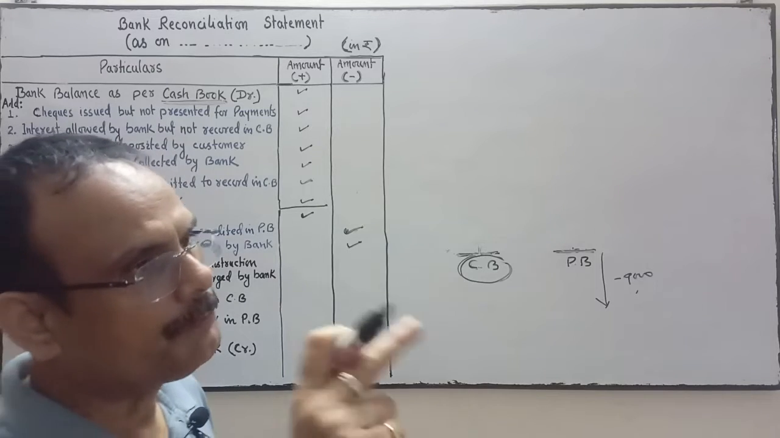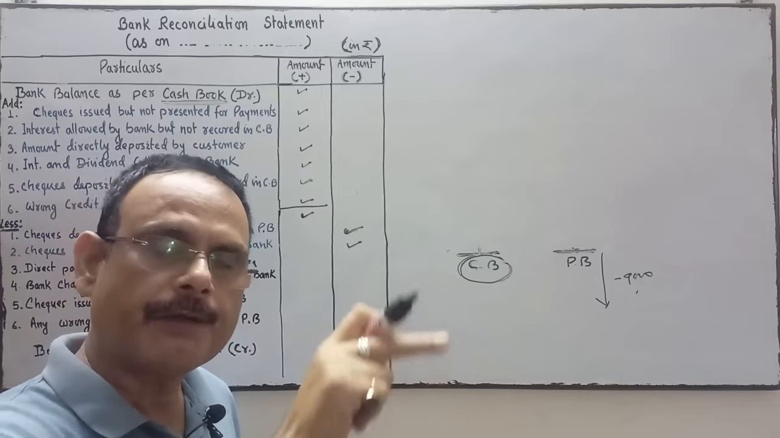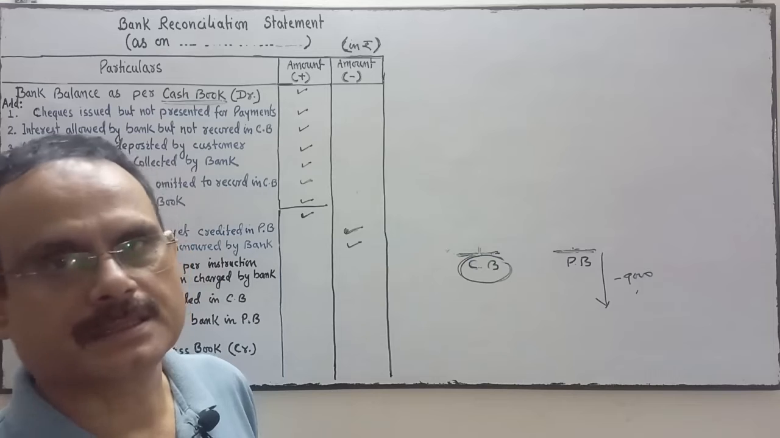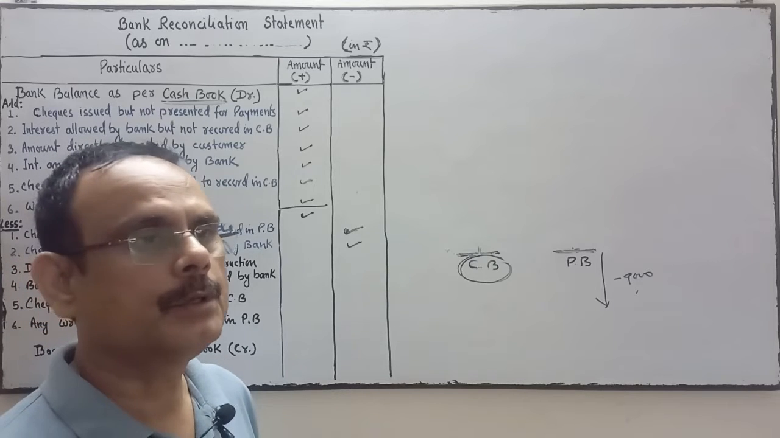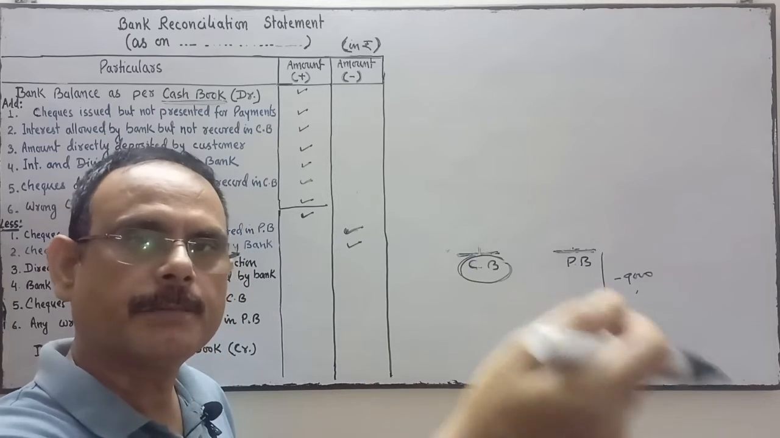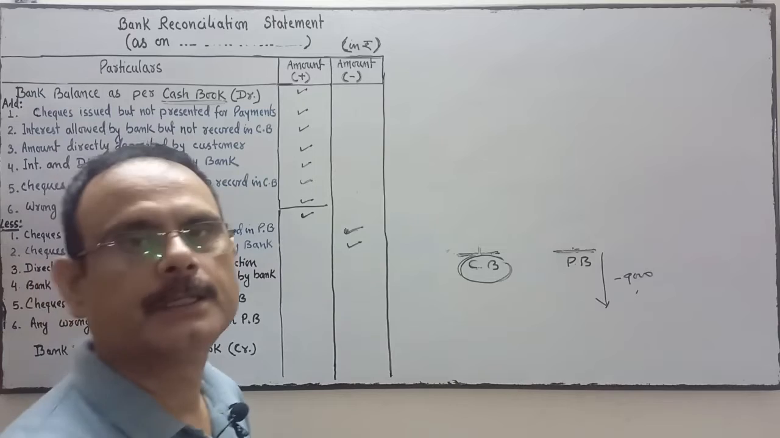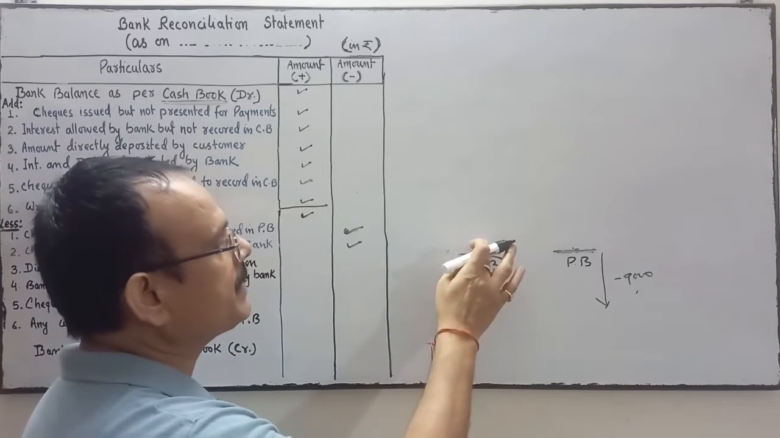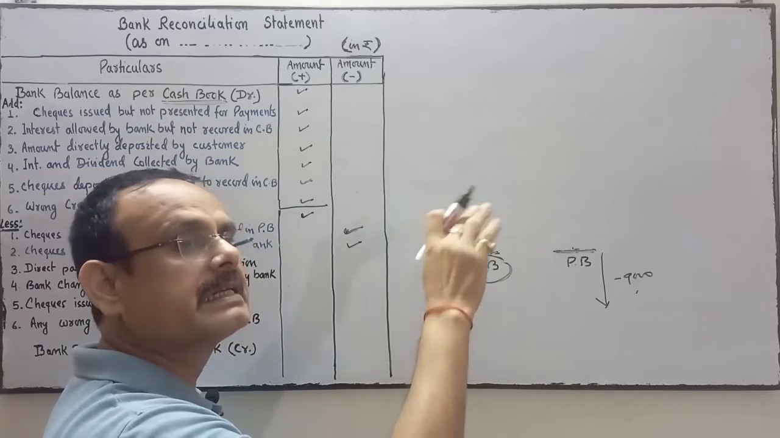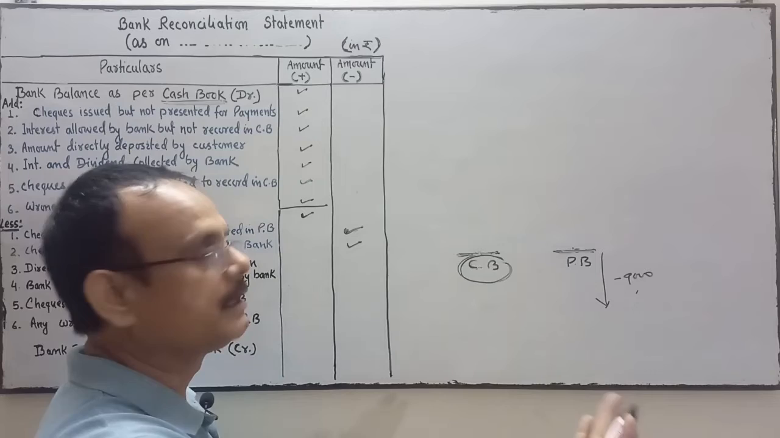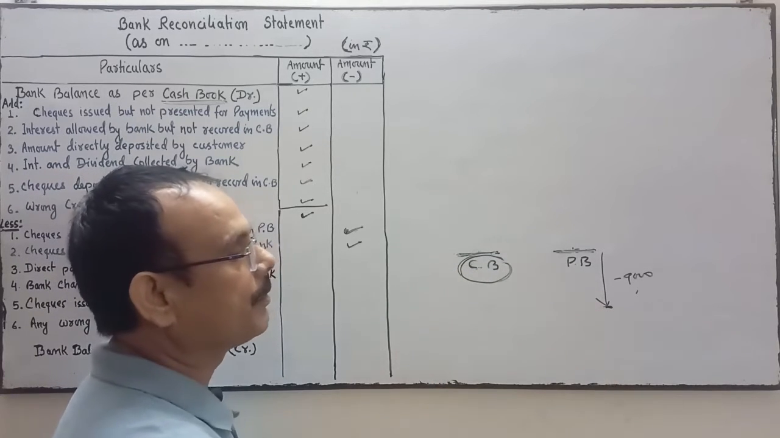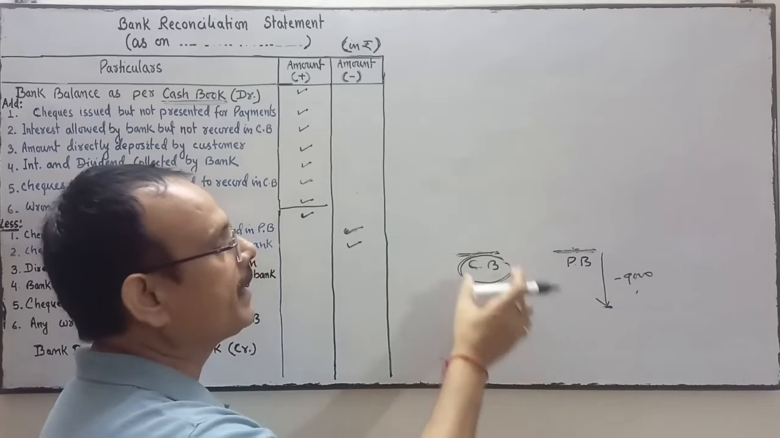But that information is not given to us, to the business. If the information regarding the payment made by the bank is not given to the customer, it means that transaction is not recorded in the cash book. Which side? The credit side, the payment side, that is not recorded. So the cash book balance is here, the passbook balance is here. Now we'll reconcile.